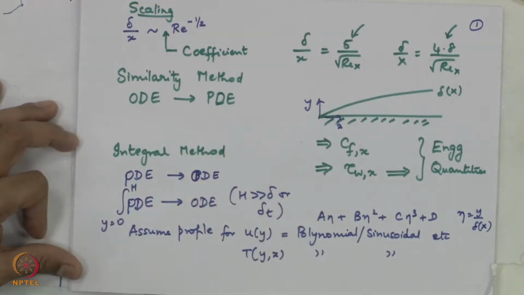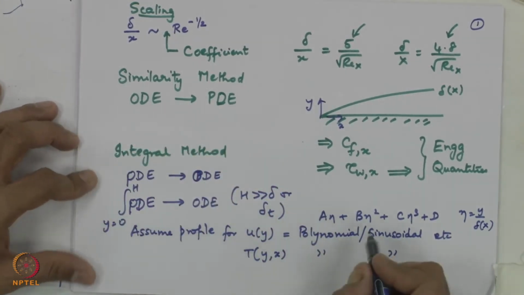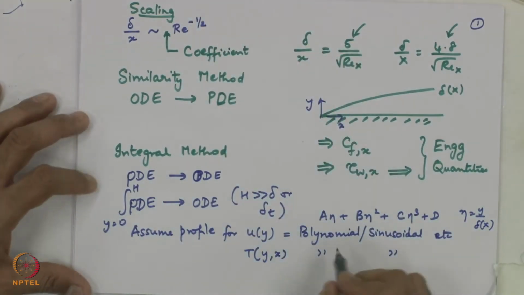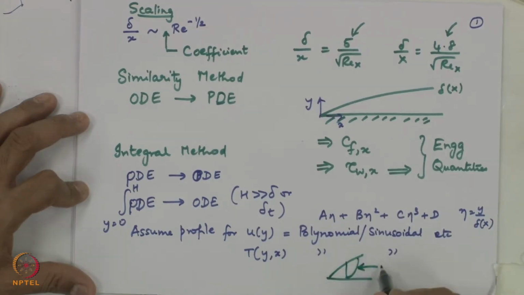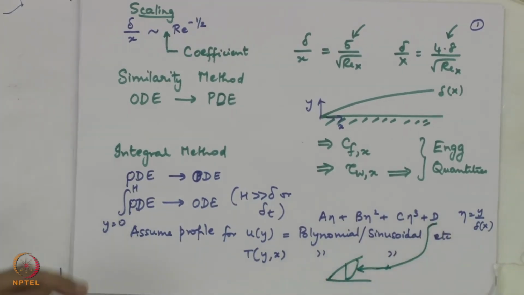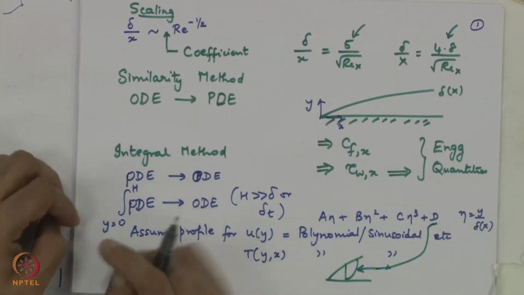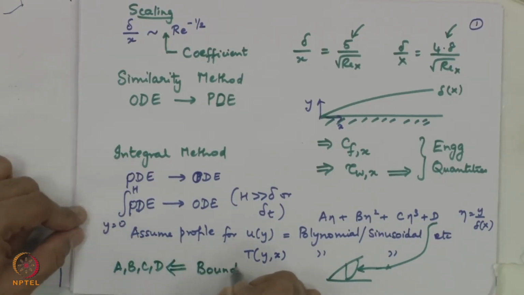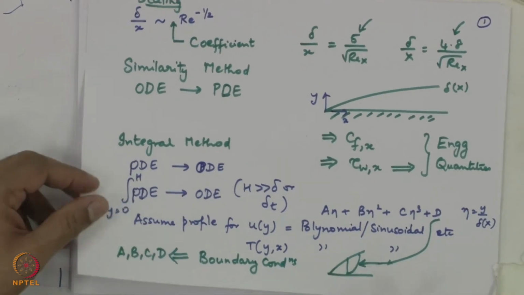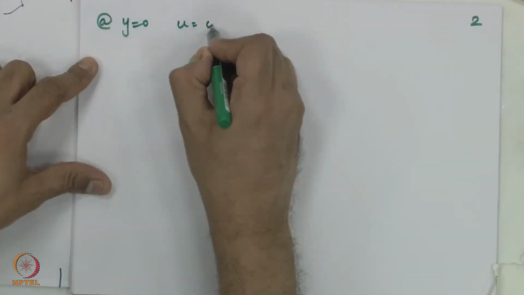We are going to have another eta which is very different in the similarity method. So, the job would be, I choose this profile saying that my velocity is going to vary this way inside the boundary layer. So, the velocity profile is this one. Very good. But what are these A, B, C and D? These have to satisfy boundary conditions which are specific to the flow problem. What are the boundary conditions? Those would be what are there for the boundary layer equations. That means, at y equal to 0, u is equal to 0, no slip.